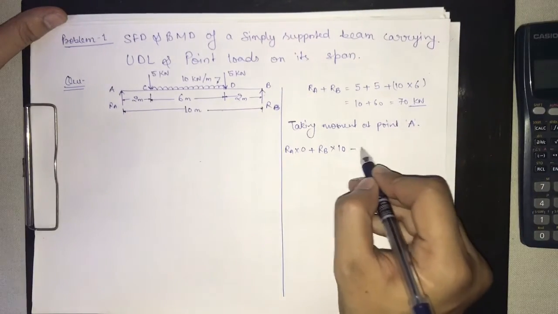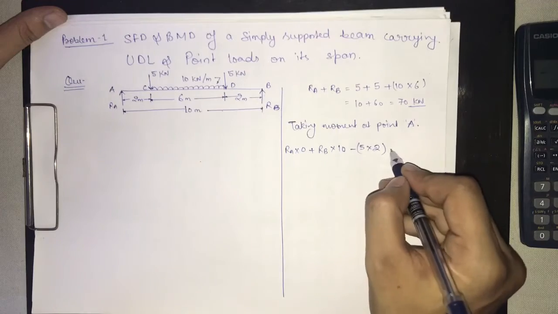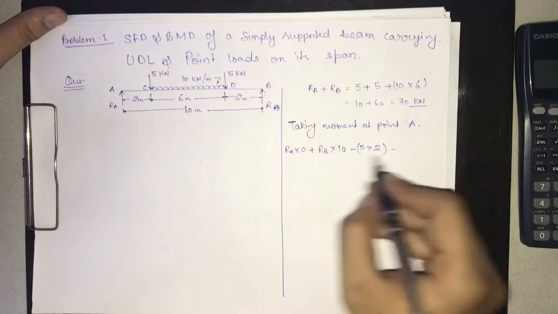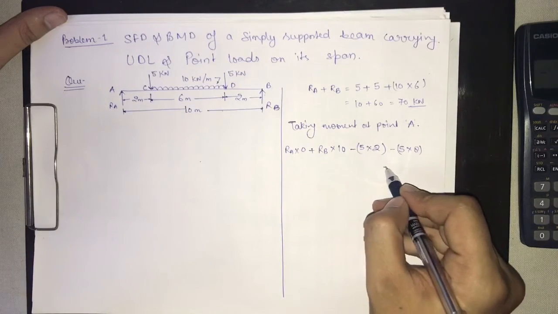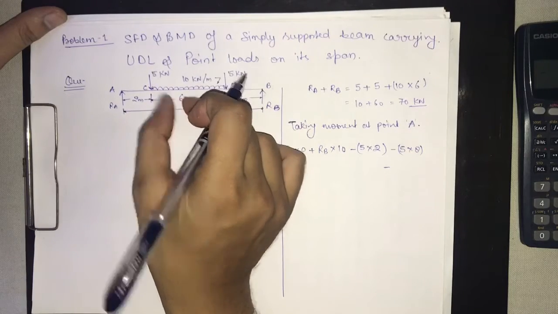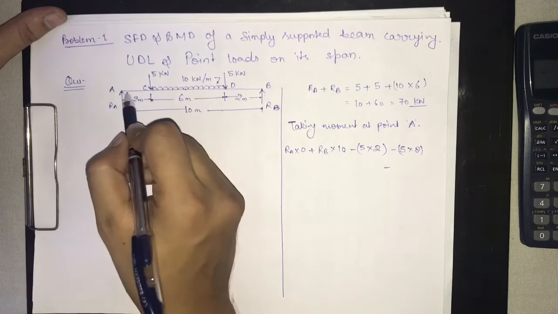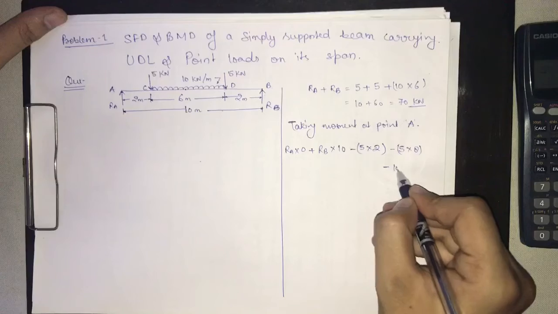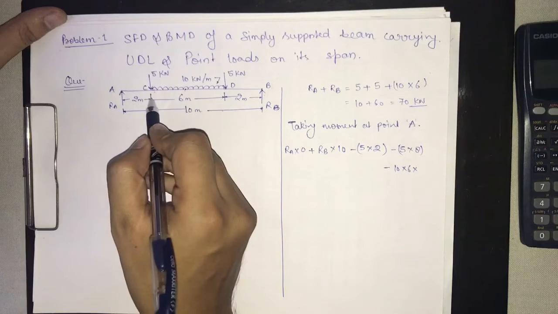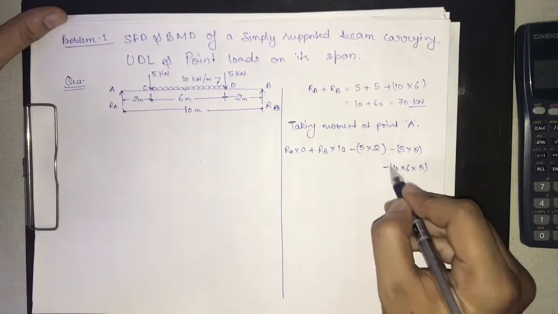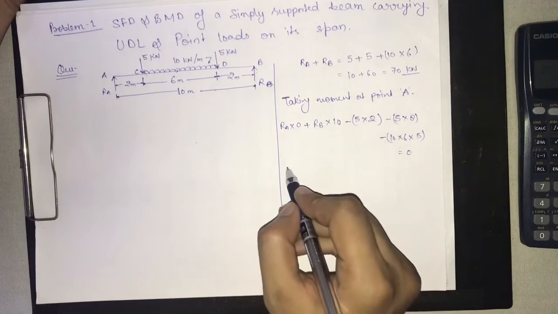So 5 into 2 meter, minus 5 into 6 plus 2, 8 meter, and minus 10 into 6, and the perpendicular distance will be from the CG of this UDL to the point A, which is 10 into 6 into half of the 6, which is 3 plus 2, that is 5, and equal to 0. So let's calculate the value of RB.